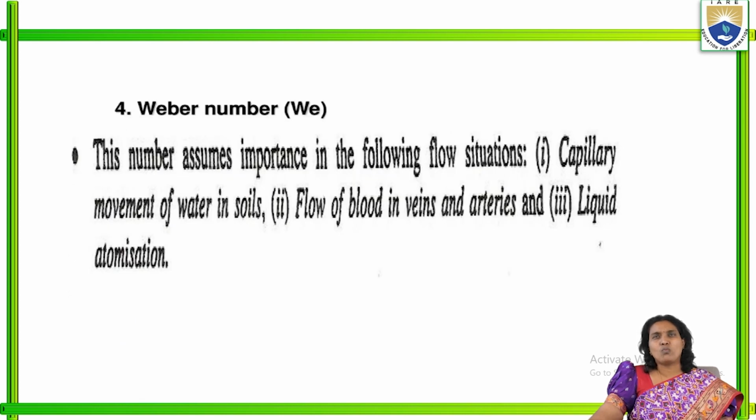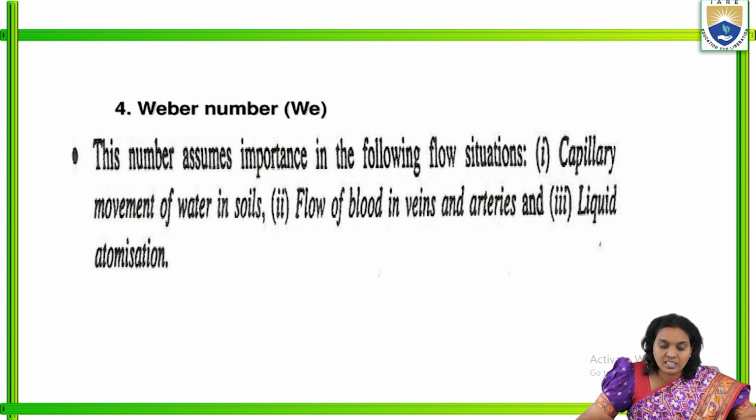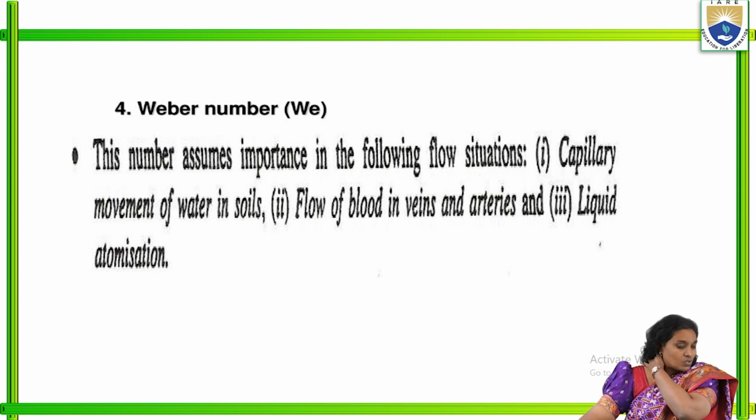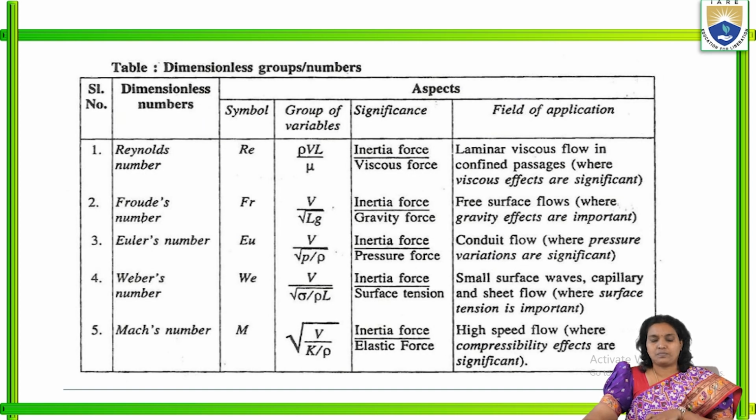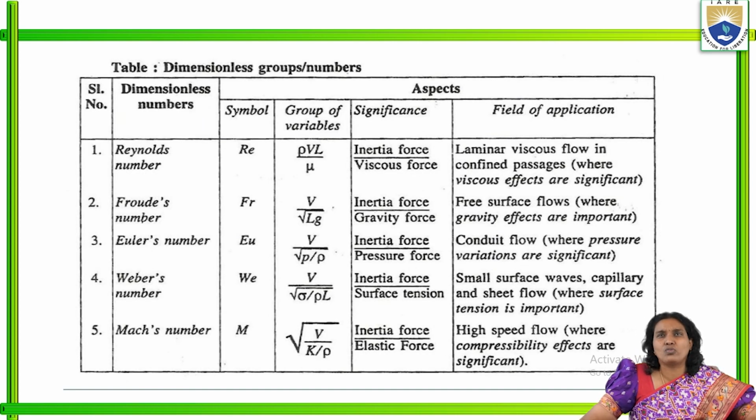The next one is Weber's number. This number is important in the following situations: capillary movement of water in soils, flow and liquid atomization. So this is for Weber's law. And this is the Mach number. It is important in compressible fluid flows at high velocities. So this comes under Mach number. Based on this, these are the aspects which we have to consider.